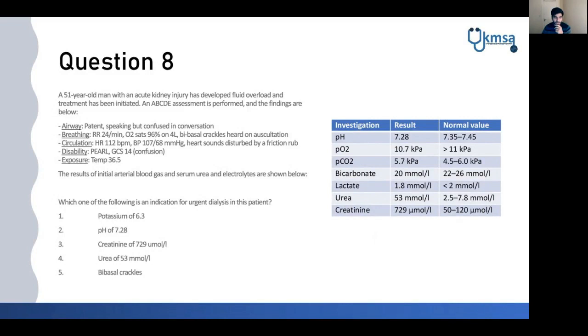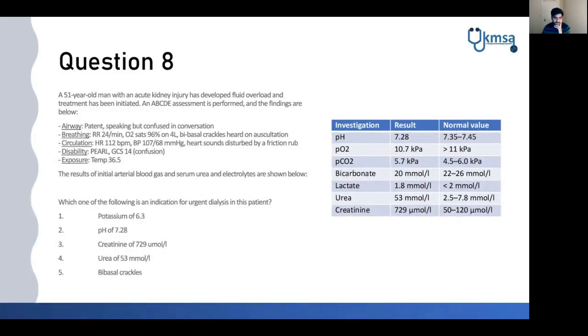His pH isn't low enough, it's not less than 7.1. Potassium is 6.3, but we tried treating it. It's not very severe. 6.5 is sometimes a cutoff. Creatinine, you never acutely dialyze based on creatinine. Urea 53, maybe. Let's go back to it. Bibasal crackles. So we're talking about edema, but we don't know if it's refractory or not. I don't know if they've treated it.